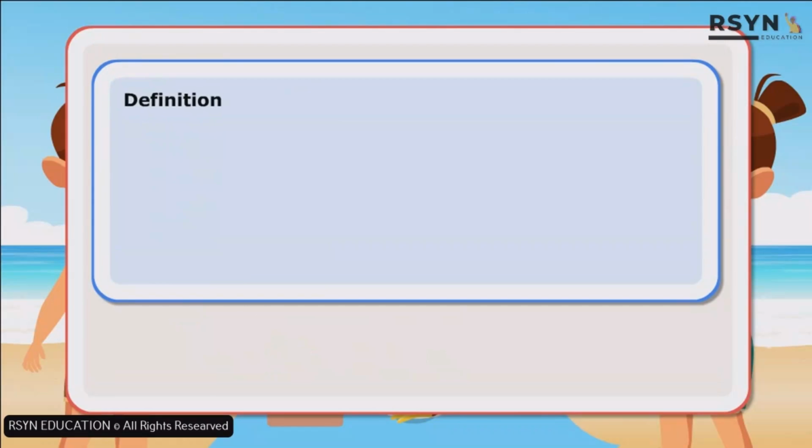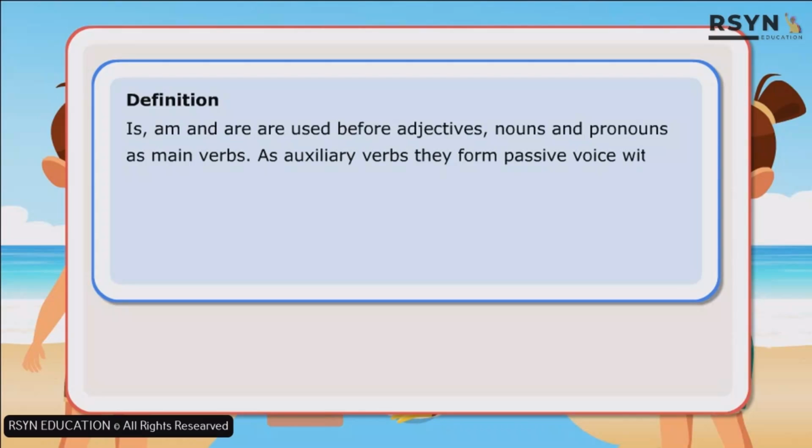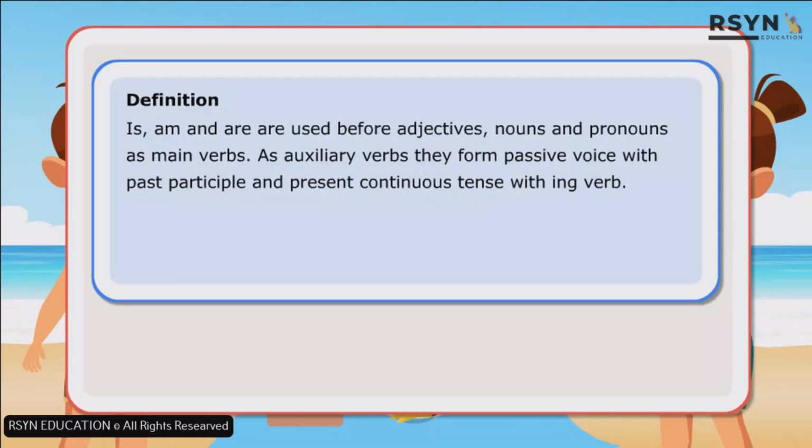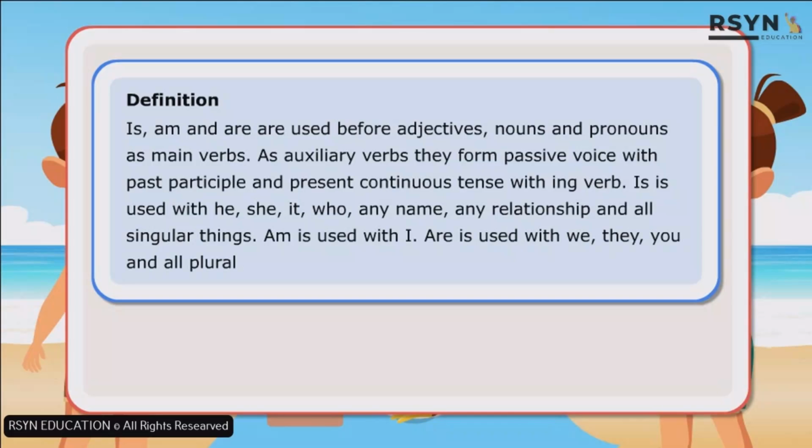Definition: is, am, and are are used before adjectives, nouns, and pronouns as main verbs. As auxiliary verbs, they form passive voice with past participle and present continuous tense with ing verb. Is is used with he, she, it, who, any name, any relationship, and all singular things. Am is used with I. Are is used with we, they, you, and all plural things. All three are used to denote present tense.